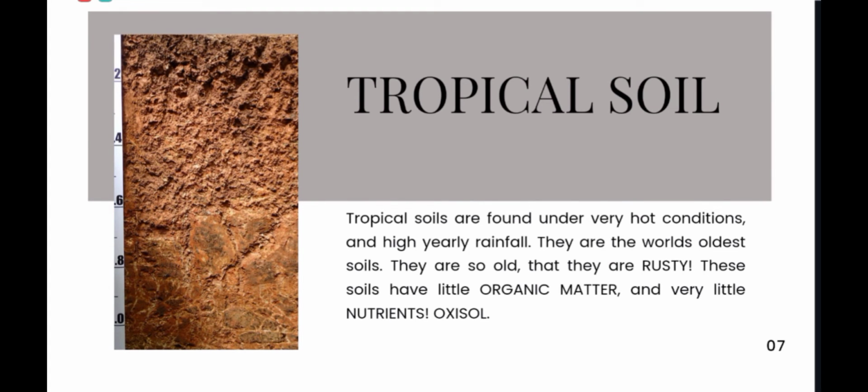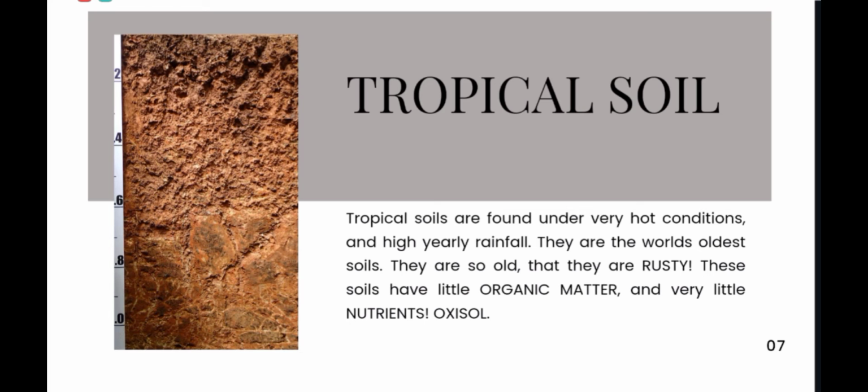Okay, so the next one is the tropical soil. Tropical soils are found under very hot conditions and high yearly rainfall. They are the world's oldest soil. They are so old that they are rusty. This soil has little organic matter and very few nutrients.